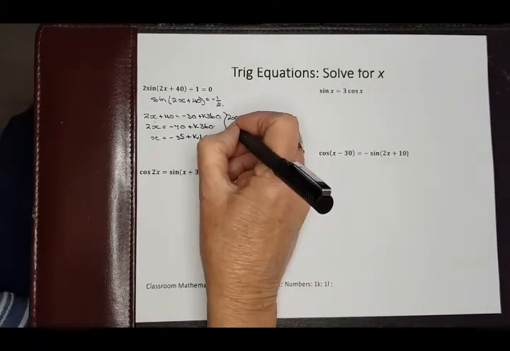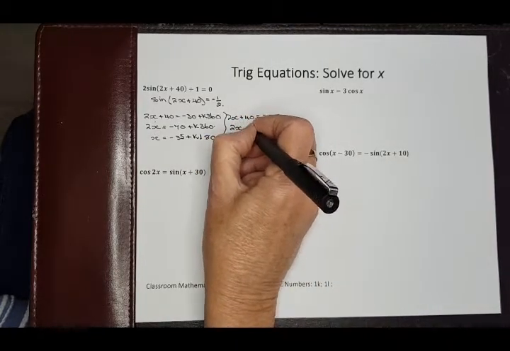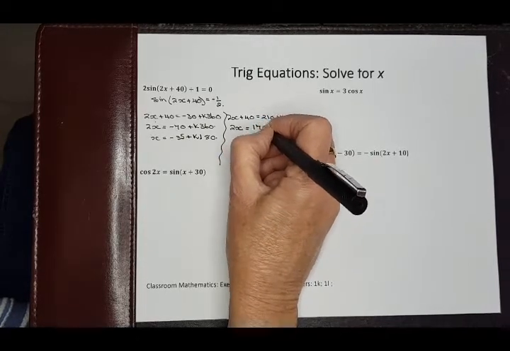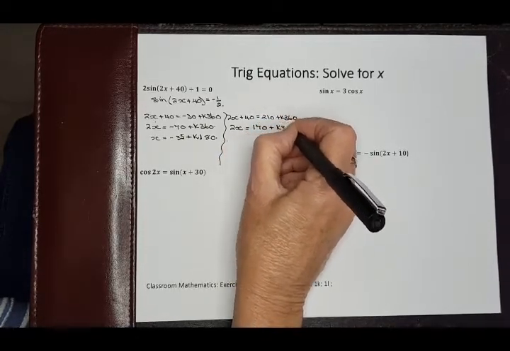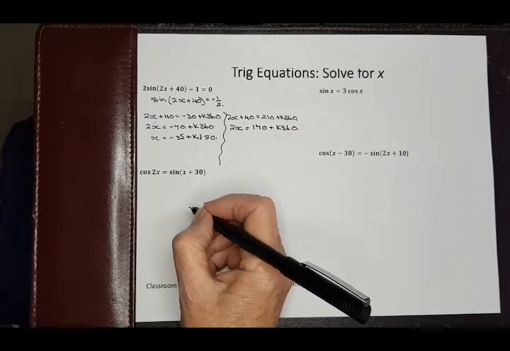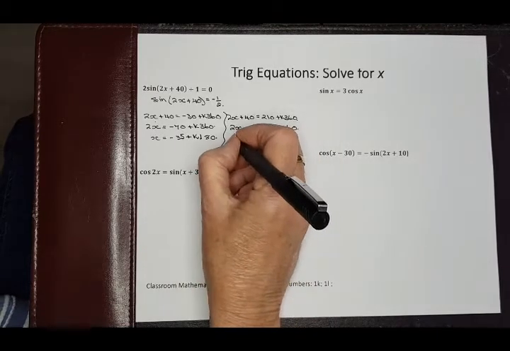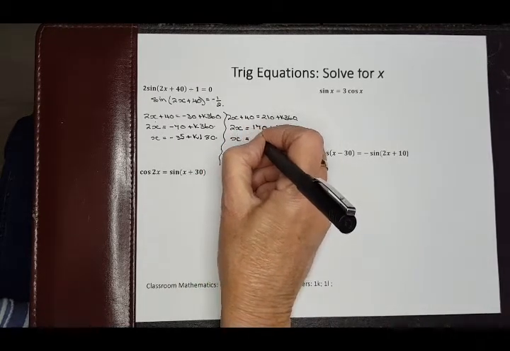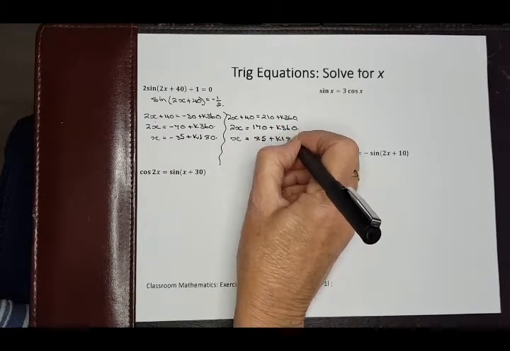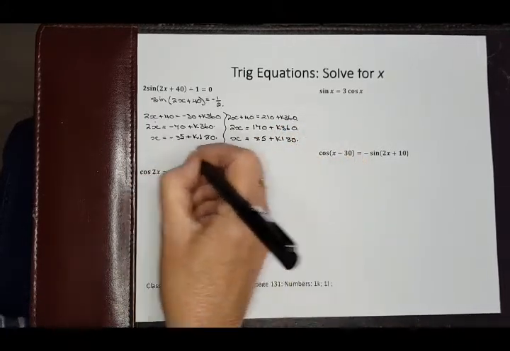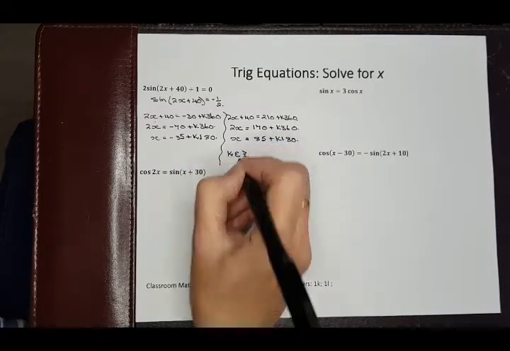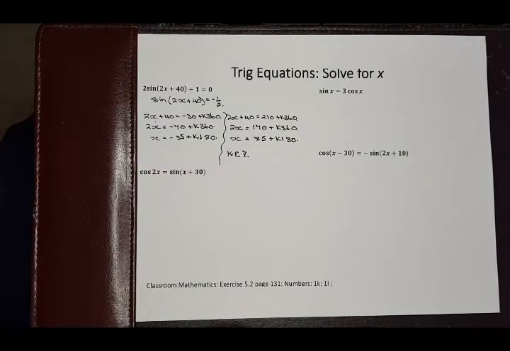On this side over here, 2x is going to equal 210 - 40, which is 170 + k·360. I'm then going to divide through on both sides by 2, so x is going to equal 85 + k·180. And as usual, we're going to say at least one place in the sum that k is an element of the set of integers.